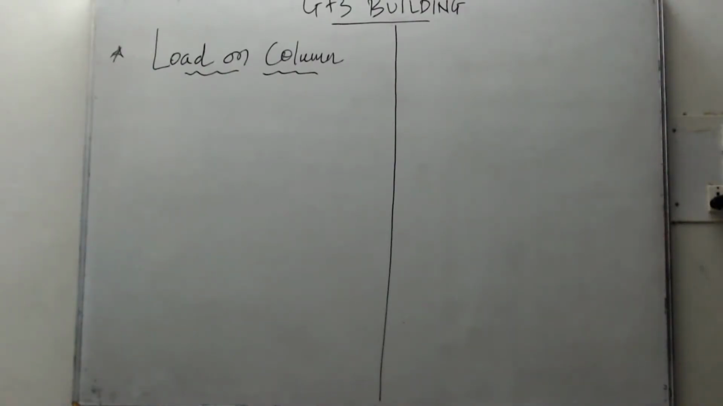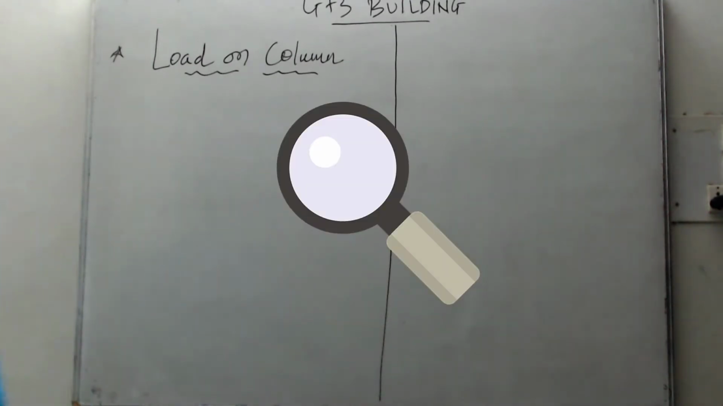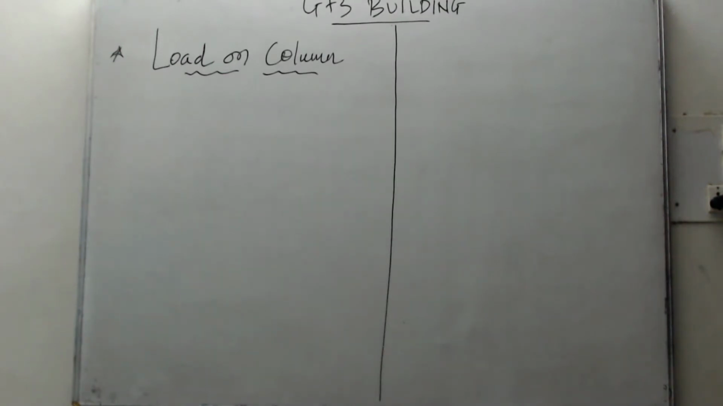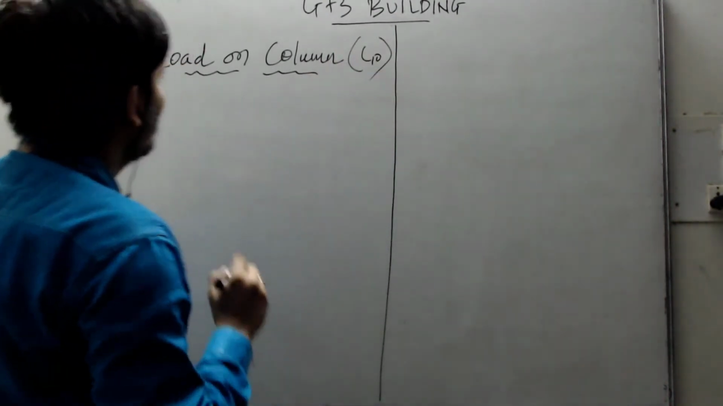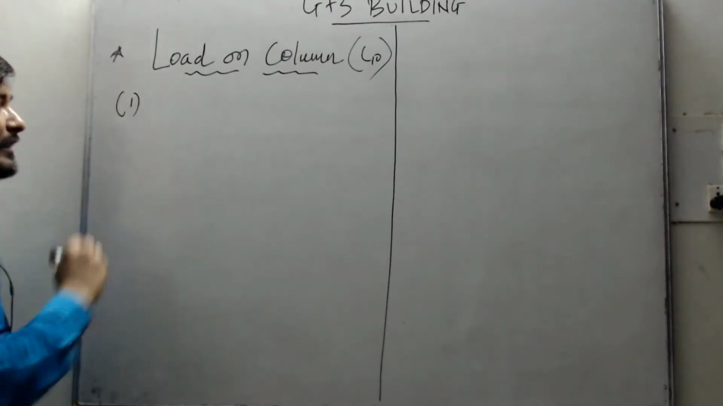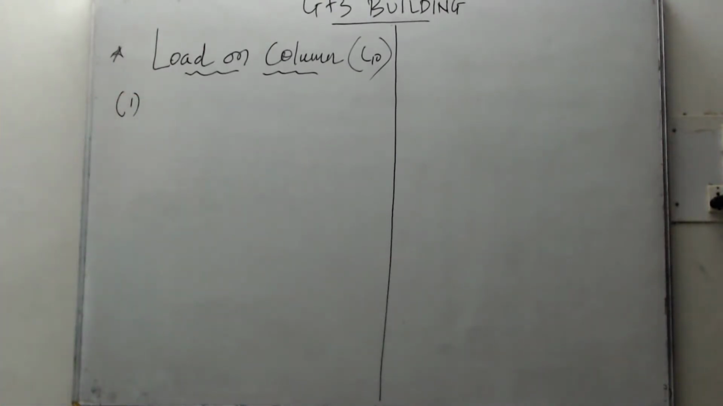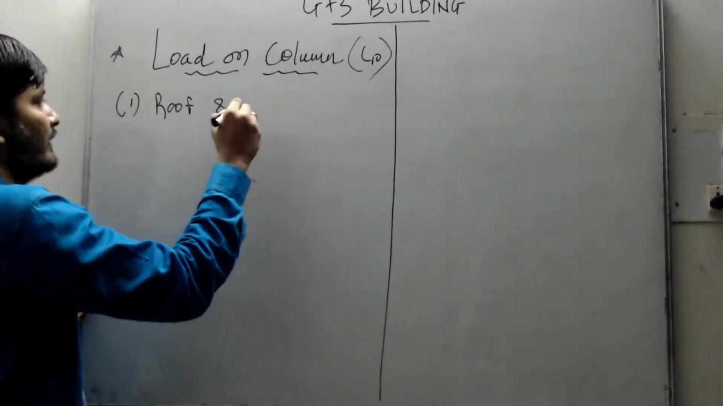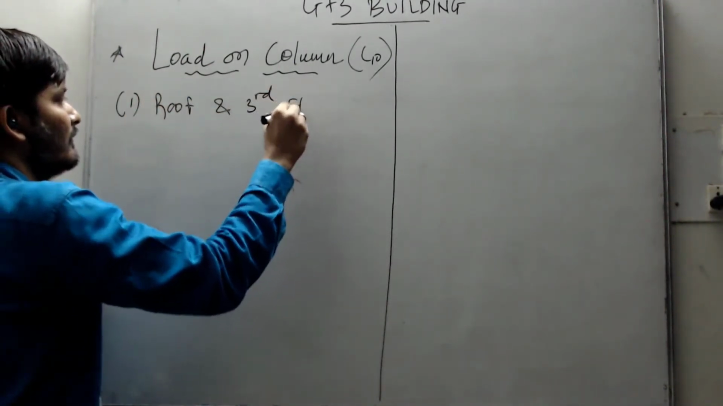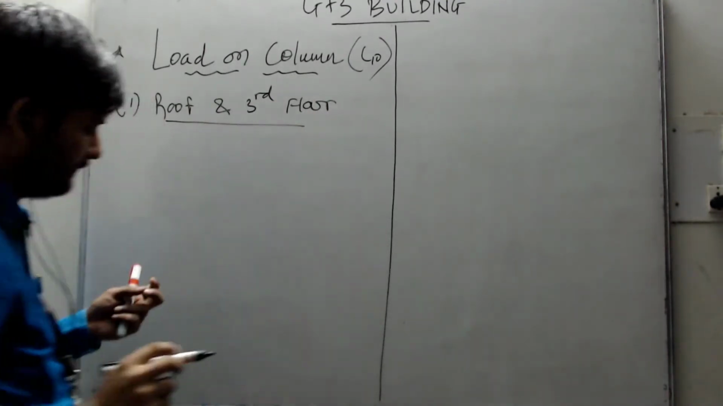So in the previous lecture we have calculated the loads that are there, and we have found out the length of slab, length of beam and length of walls that are to be transferring the load on my column C10. Right, so now we're going to calculate the actual load that is going to act on my column C10. First, starting from the roof level, roof and third floor.